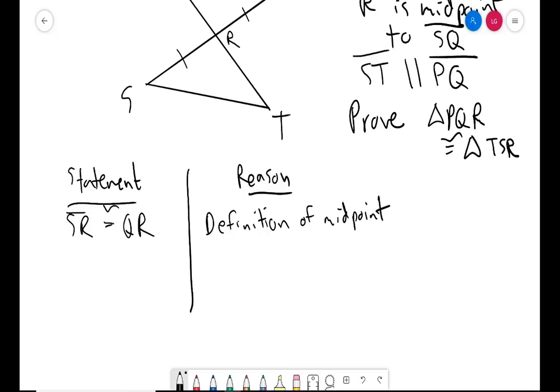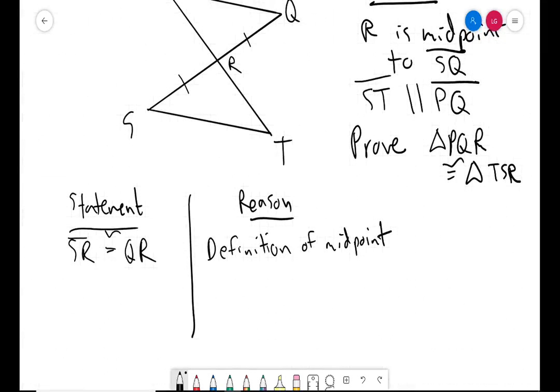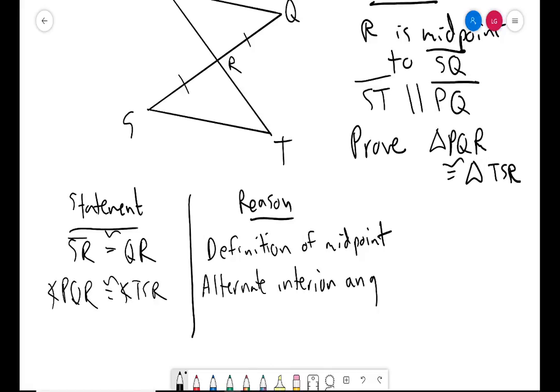What else do we know? We know that the angle PQR is congruent to the angle TSR because alternate interior angles of parallel lines are congruent.